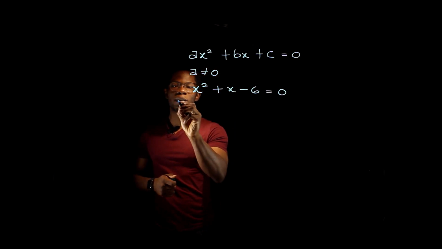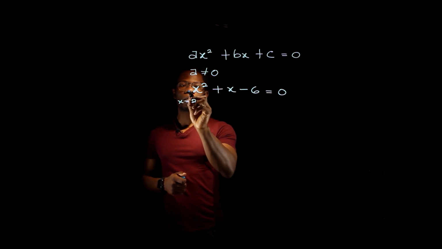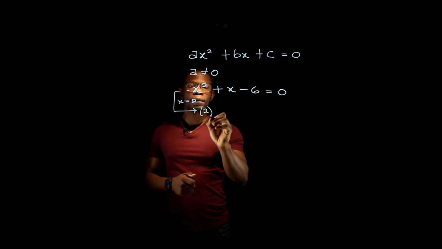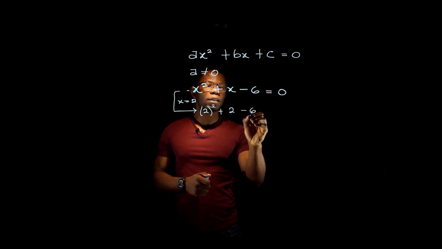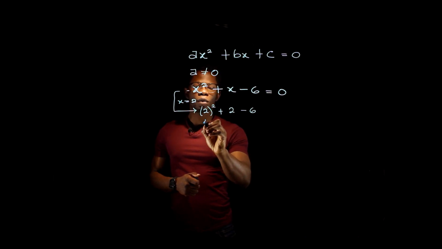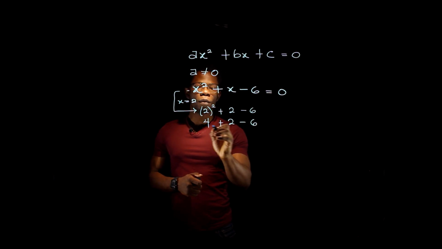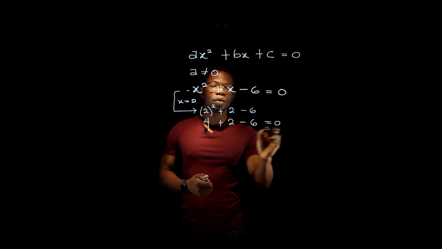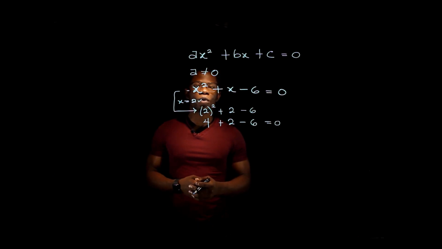But let's try x equals 2. Now if x is equal to 2, this equation becomes 2 squared plus 2 minus 6, and 2 squared is equal to 4 plus 2 minus 6. So 4 plus 2 is equal to 6, and 6 minus 6 is equal to 0. So 2 is a solution for this quadratic equation.